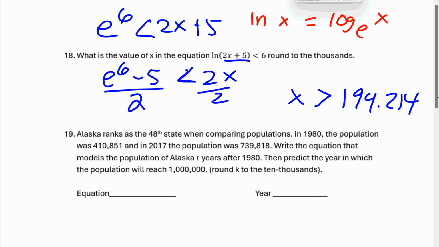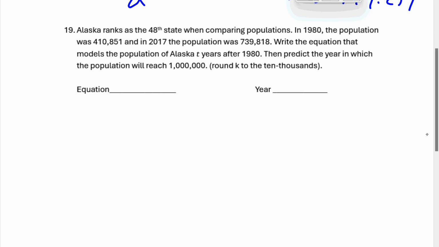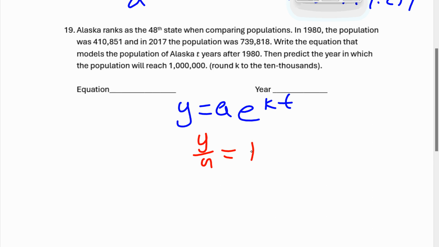Okay, last problem. A little bit of work. There's going to be a couple just like this, but we can use our calculator a little bit. We're going to write an equation, y equals a e raised to kt, which we used in the book. That's the equation we're going to use. Then we can solve for k by getting e by itself, so y over a equals e raised to kt.